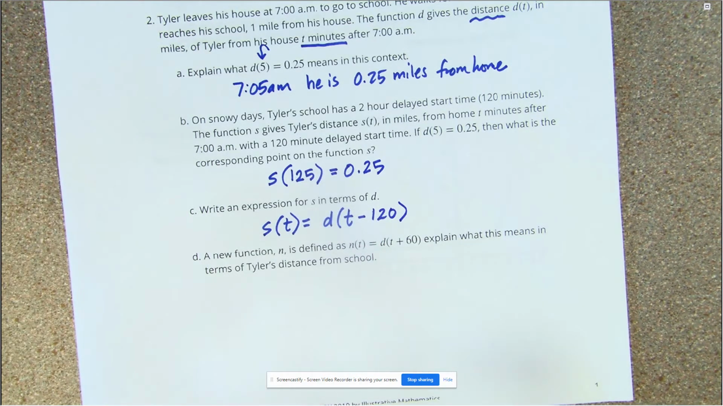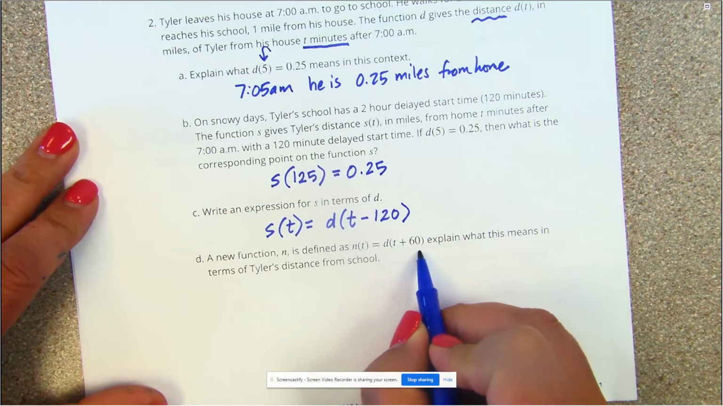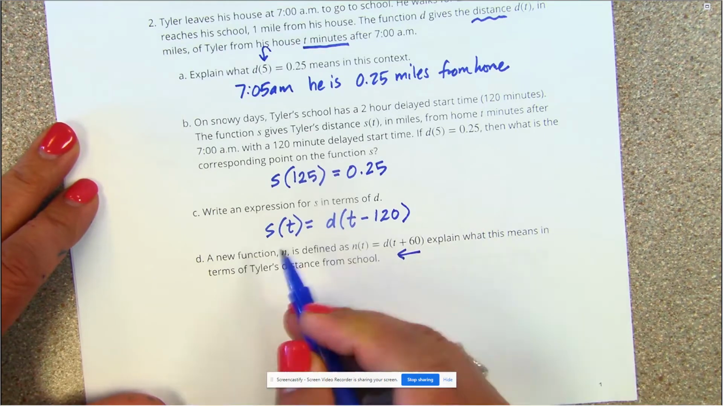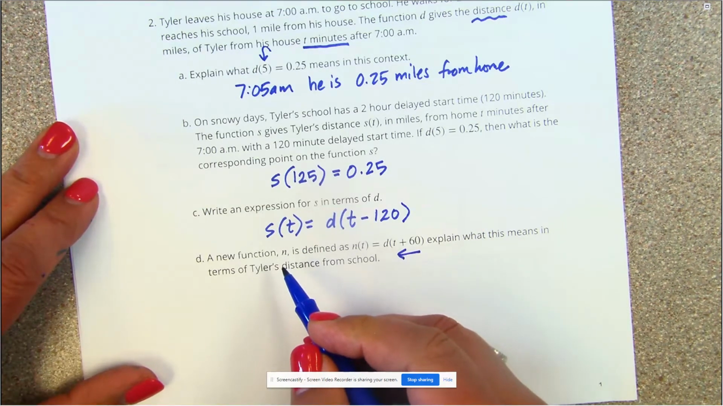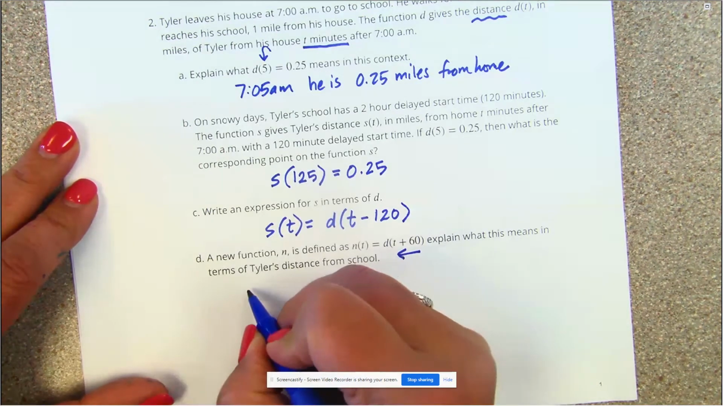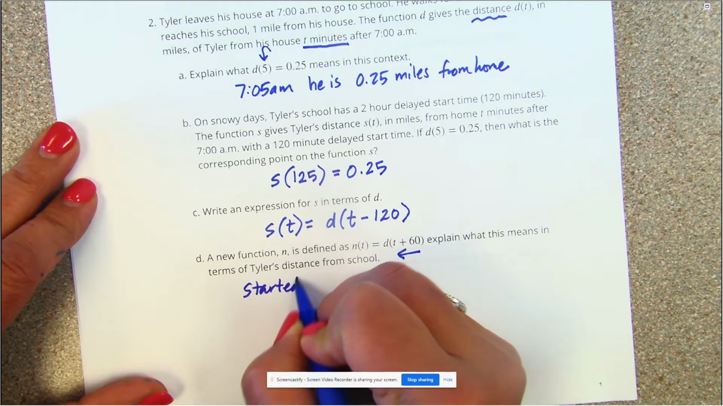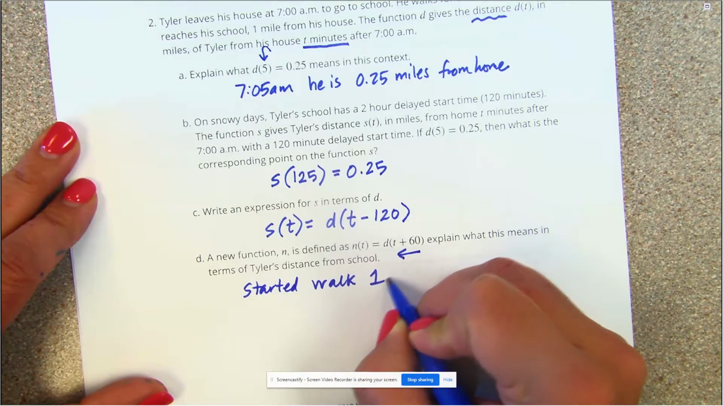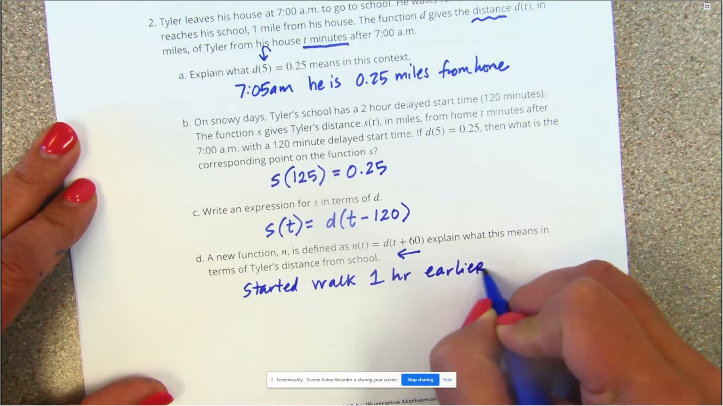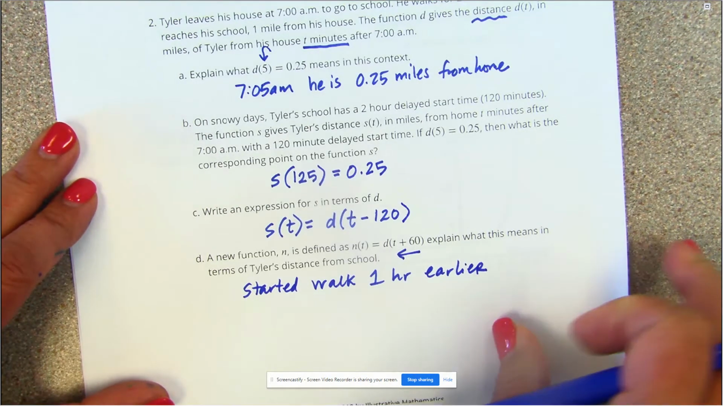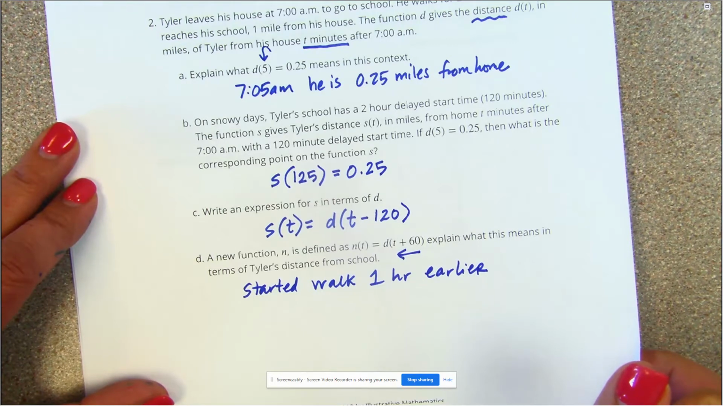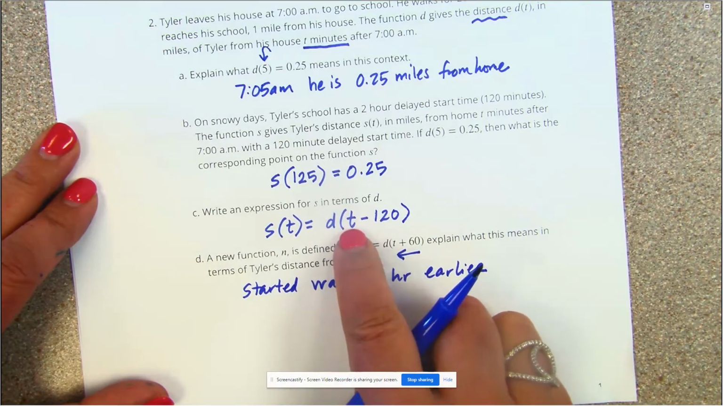A new function n is defined as n of t equals d of t plus 60. Explain what this means in terms of Tyler's distance from school. So plus 60 would mean I went left 60, back in time. So what would that mean? He must have left for school an hour earlier. So he started his walk 1 hour earlier, or you could say 60 minutes. Big idea here, to shift a graph horizontally, left or right, the number goes in with the input, opposite of what you would think.